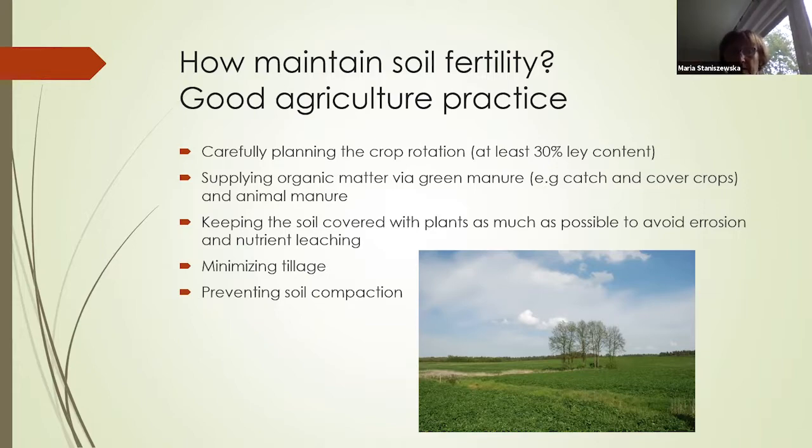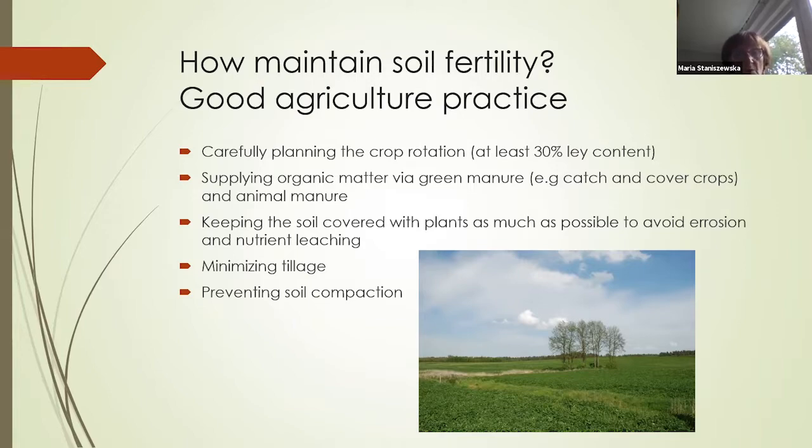Carefully planning the crop rotation, at least 30% legume content, supplying organic matter via green manure, catch and cover crops, and animal manure, keeping soil covered with plants as much as possible to avoid erosion. Now it's recommended all the year. And minimizing tillage and preventing soil compaction.